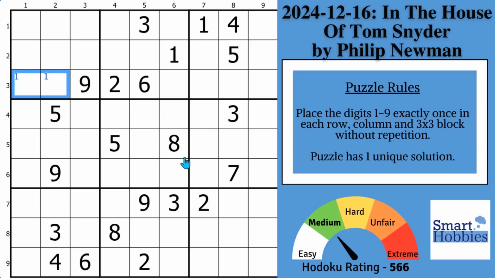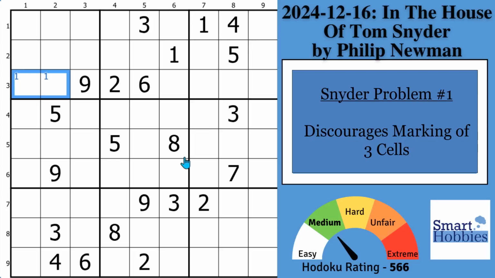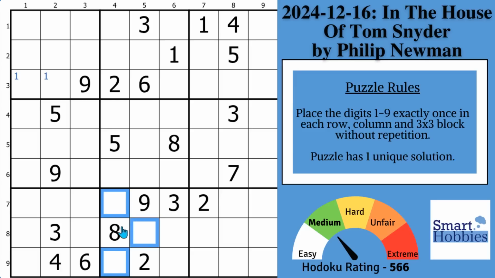So problem number 1 is that Snyder notation discourages the marking of 3 cells. With these ones, you can look right here at this 1 coming down column 6, and there's 3 spots to put a 1 here. You would not put Snyder notation there. And you'll see here, there's going to be some instances where you'd want to mark 3 cells. In variant Sudoku, sometimes it's quite helpful to mark 3 possibilities for a candidate because of the rule sets there. But not in classic, we usually don't do that. And you can overlook some restrictions that way.